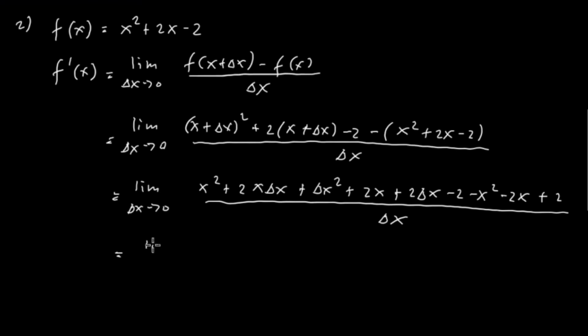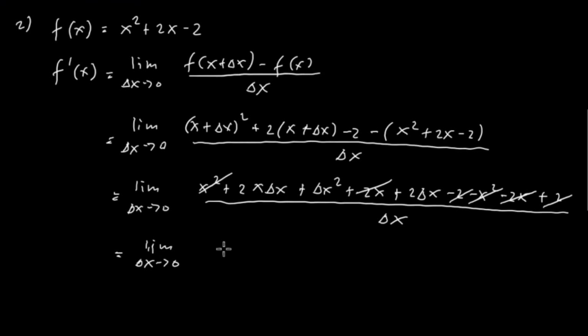Simplify. The limit of delta x approaches 0, and check for similar terms to cancel out. So x squared minus x squared cancel out. Negative 2 and positive 2 cancel out. 2x and negative 2x cancel out. And the remaining values are 2x delta x plus delta x squared plus 2 delta x, all over delta x.